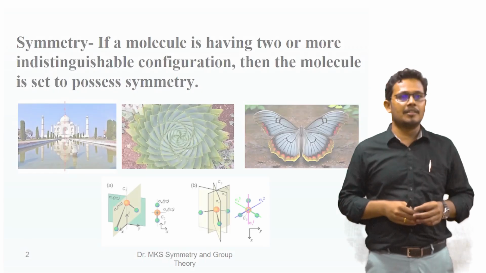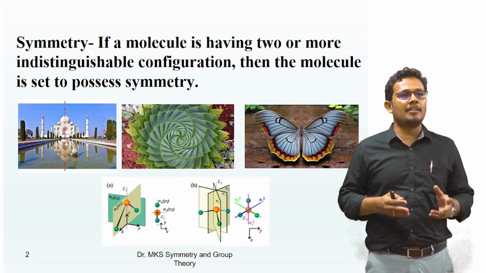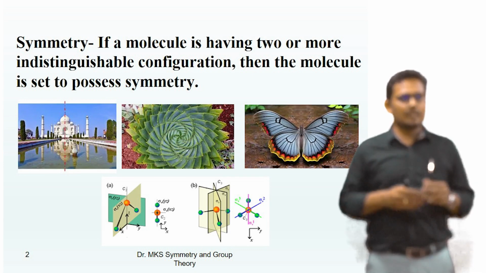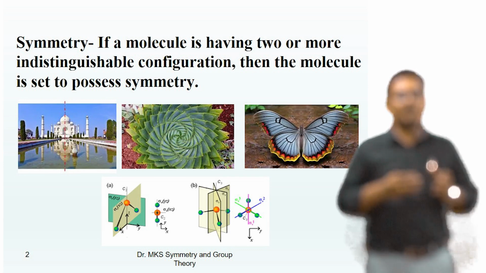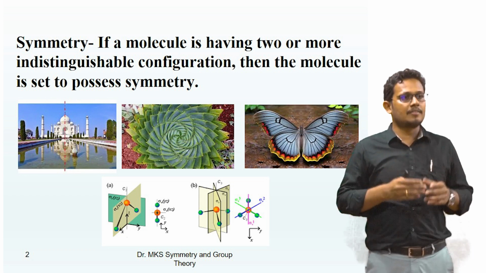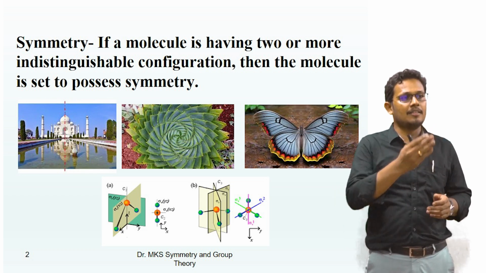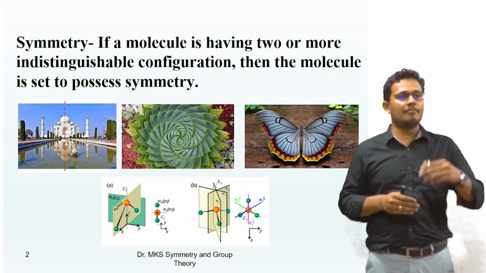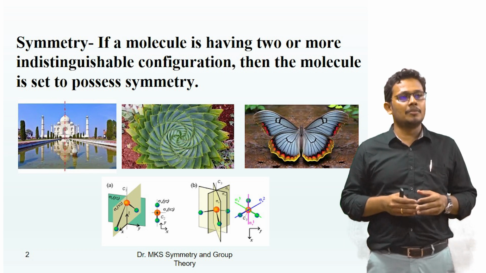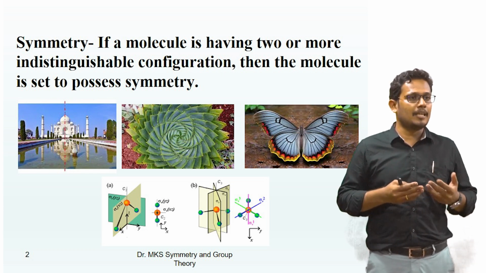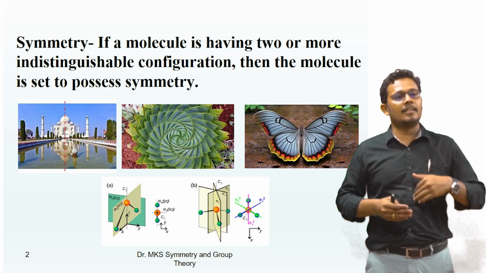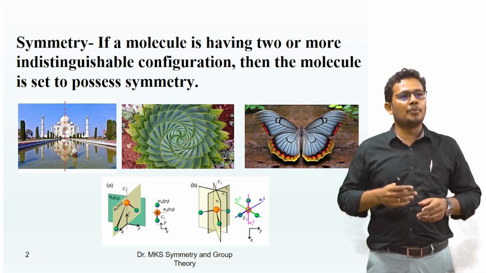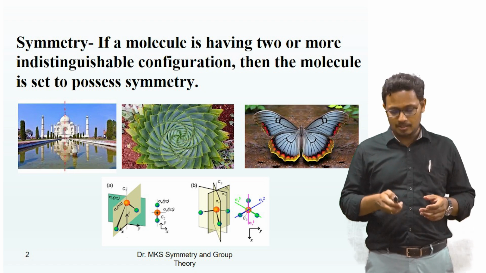You can see the picture of a butterfly. It has symmetrical feathers. And if you consider the Taj Mahal, you can easily observe the symmetry, with the two towers equidistant from the center. Likewise, all molecules possess symmetry, and only then can they show different applications. In symmetry, we have two very important terminologies.